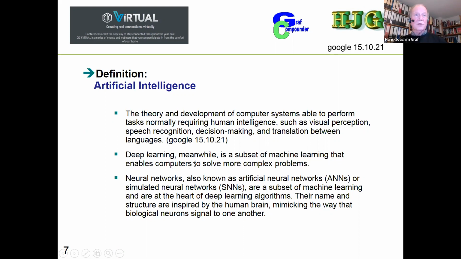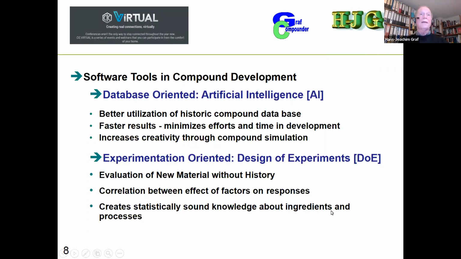Then we have the so-called deep learning, a subset of machine learning that enables computers to solve more complex problems. And then we have the so-called neural network programming. I'm now a little bit more specific, where you have artificial neural networks or simulated neural networks. We come later to those types of algorithms behind that.